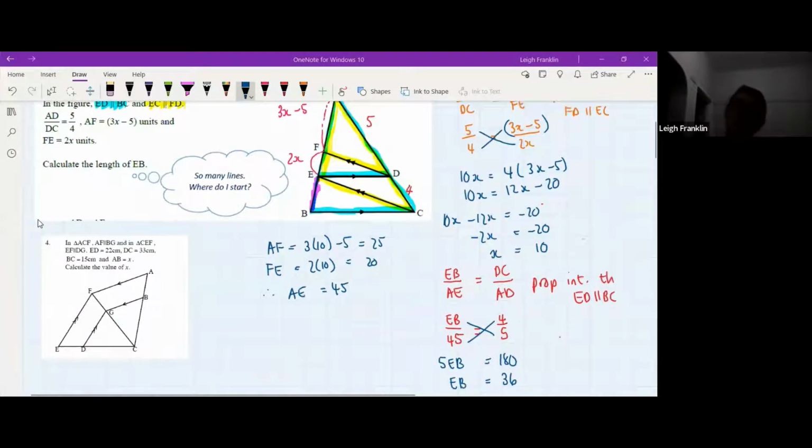Okay, so all you need to know for now is that it's in the ratio 5 is to 4. But yes, they could certainly ask you to do that. Does that make a little bit more sense, guys? Yes, ma'am. Okay, all right, so we have to work in more than one triangle.